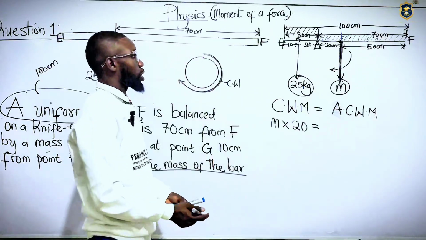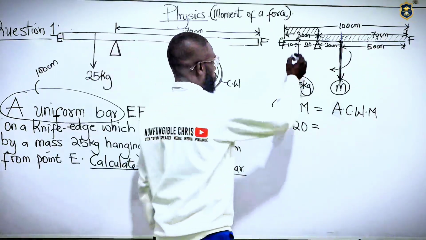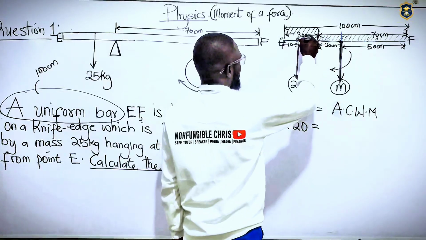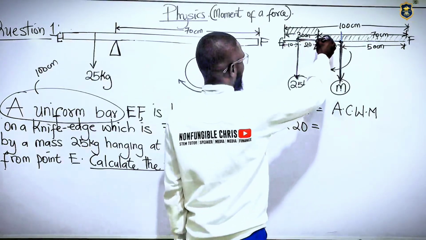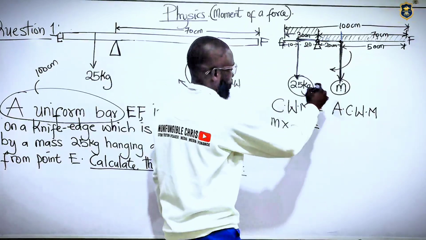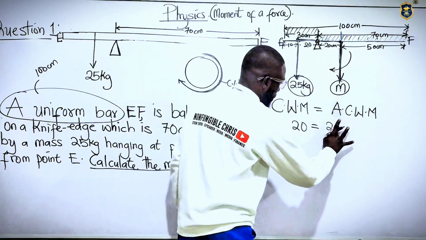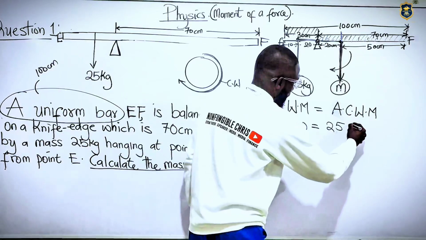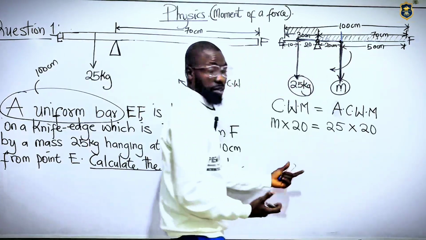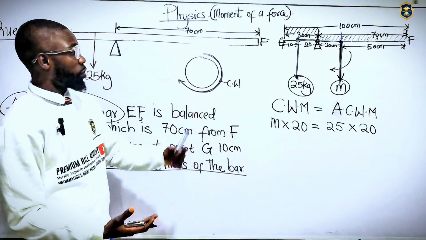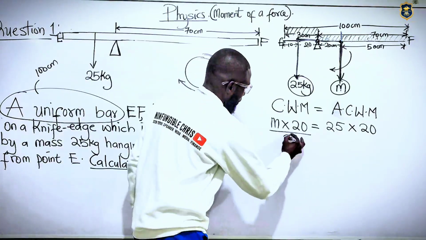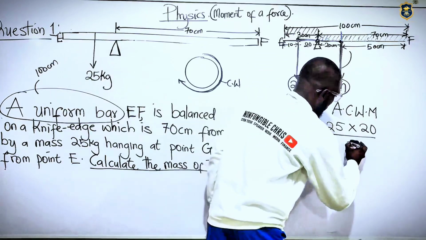So what about the anti-clockwise moment? The anti-clockwise moment is going to be the weight of this mass times this distance. Everything is hanging here. So this mass is 25 times the distance, which is 20. It's very simple. That's all the information we need. So from here, we just divide both sides by the coefficient of m, which is 20.